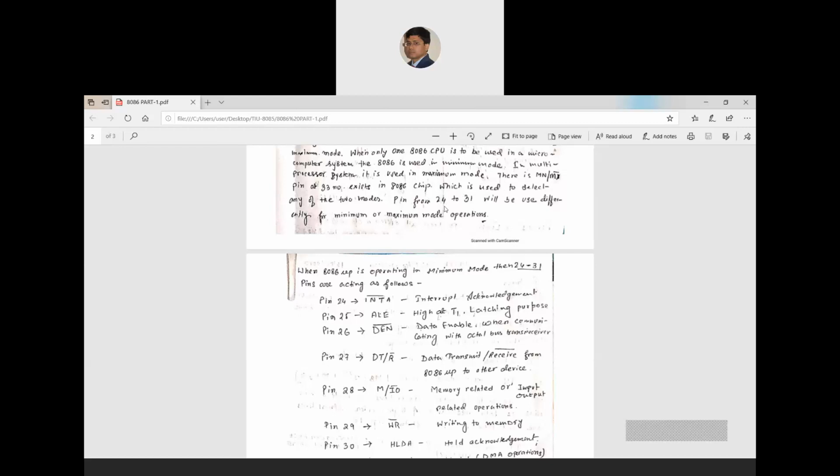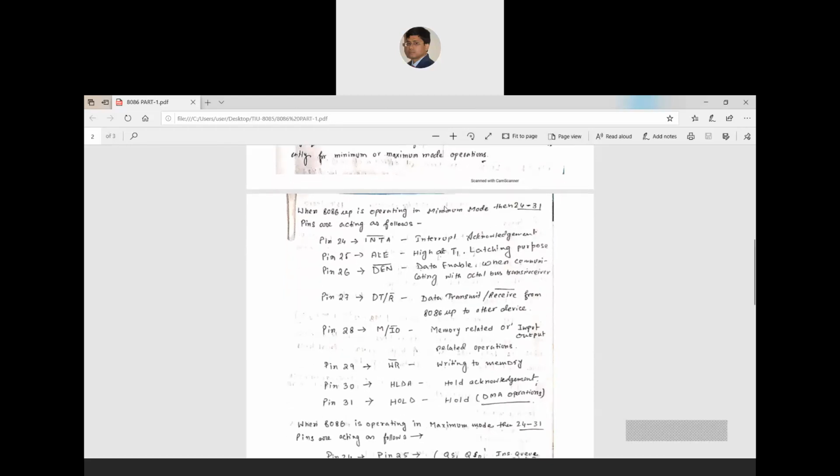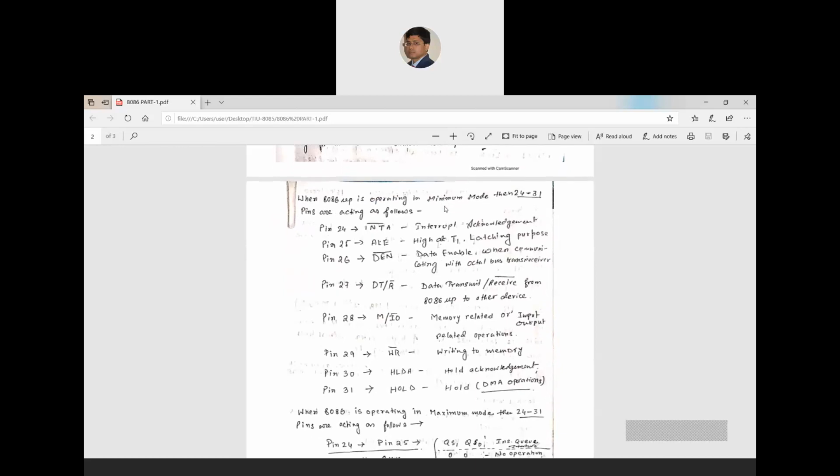So that is the advantage of the 8086 microprocessor. It can be used in two different modes, and according to the mode, pins number 24 to 31 will be configured accordingly. So we'll see how these pins are functioning.